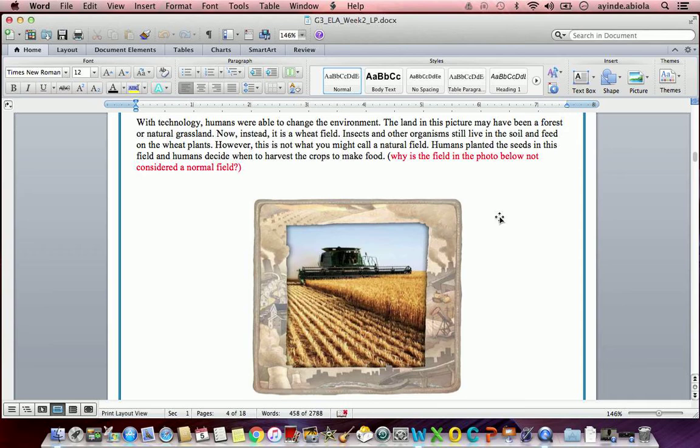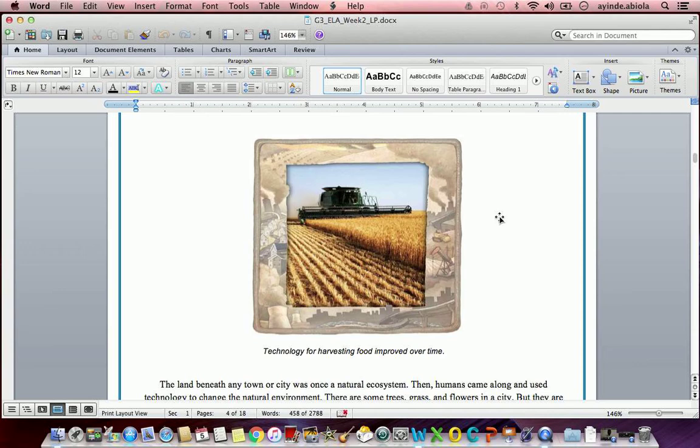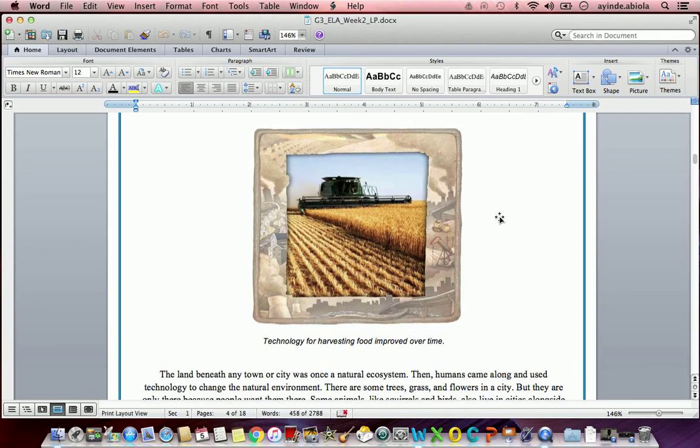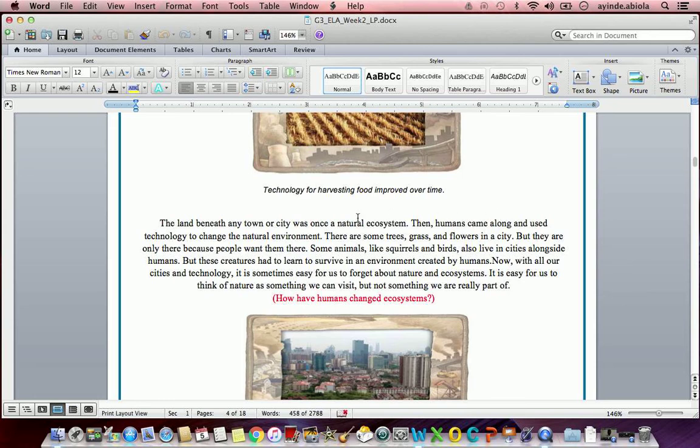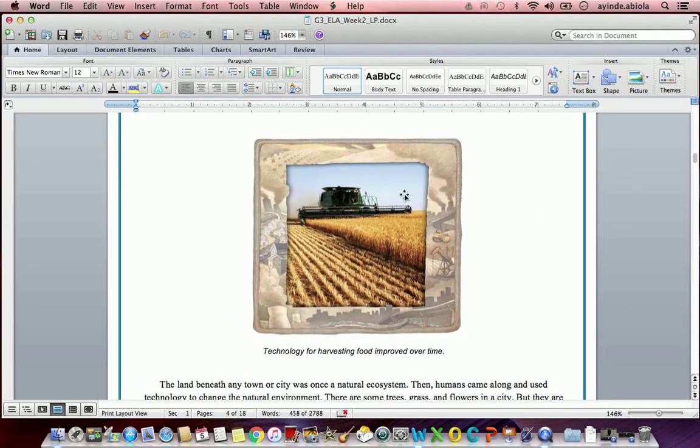It's not considered a natural field because humans have planted the crops here, and we also get to decide when we pick the crops for harvest, which ultimately means when we are going to eat the food. That is not a natural occurrence in a field that may occur in nature. It's only something that we have when humans have planted their own crops, right? And in the photograph, we see a field as well as a piece of technology. I'm not actually sure what this is called, but this machine is helping to harvest the crops.